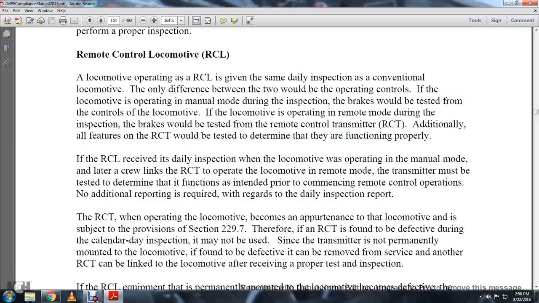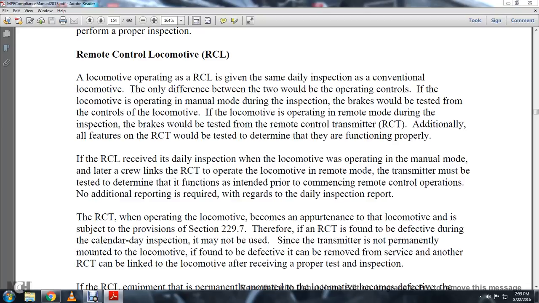All right, remote control locomotives. A locomotive operating as a remote control locomotive is given the same calendar day inspection as conventional locomotives. The only difference between the two is the operating controls. If the locomotive is operating in manual mode during the inspection, the brakes would be tested from the controls of the locomotive. If the locomotive is operating in remote mode during the inspection, the brakes would be tested from the remote control transmitter. Additionally, all features on the railroad's remote control transmitter would be tested and determined to be functioning properly.